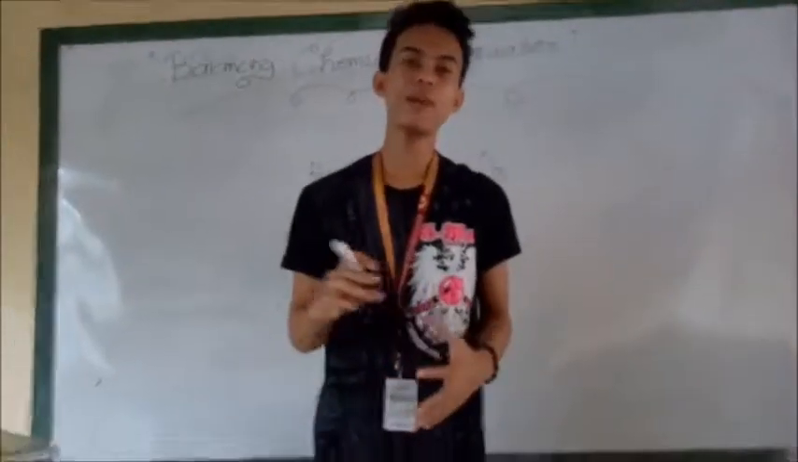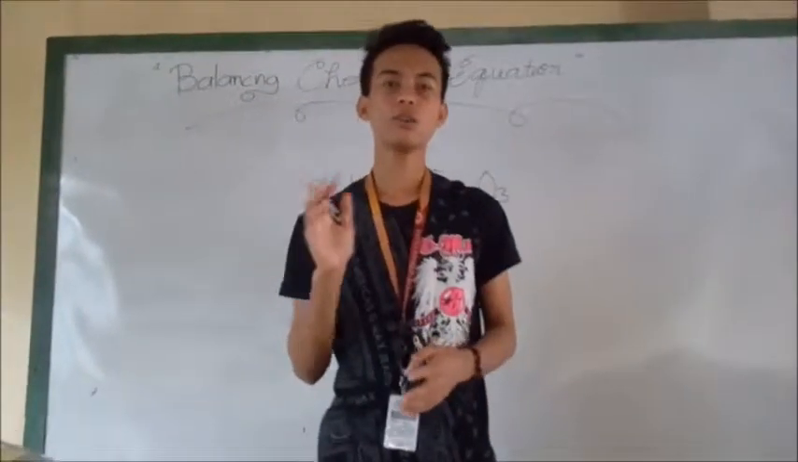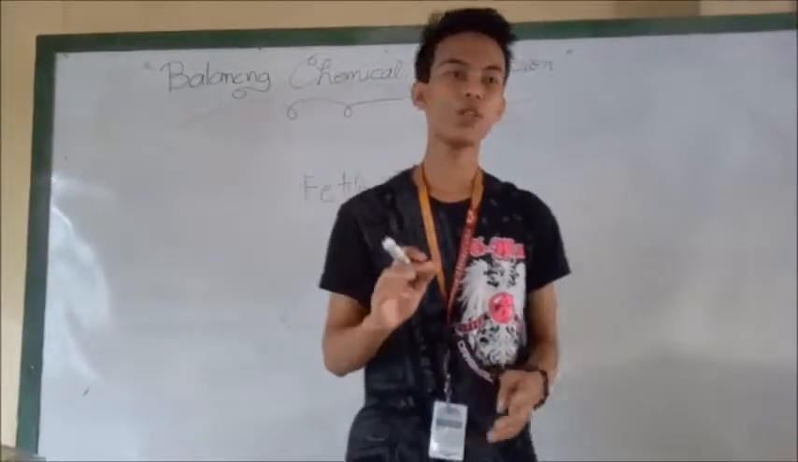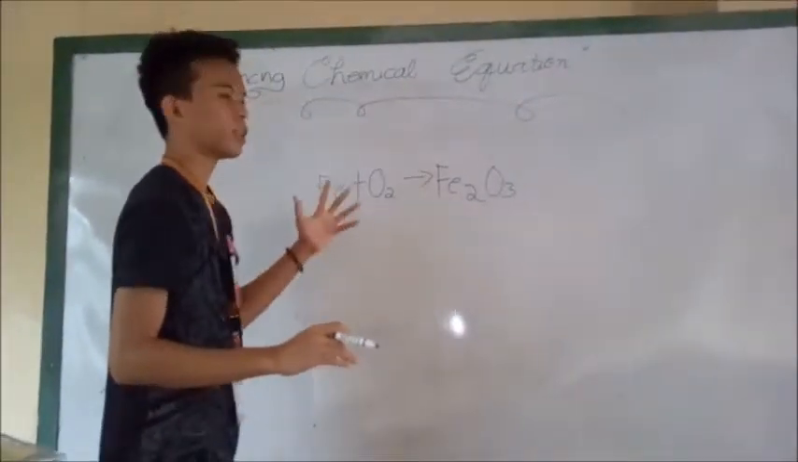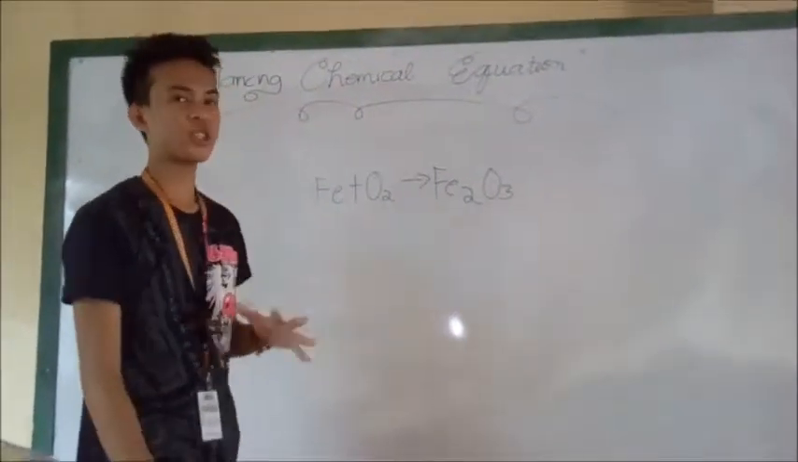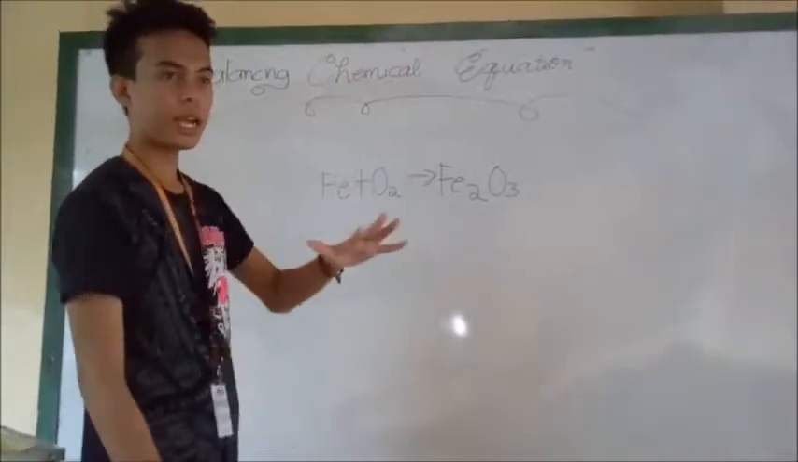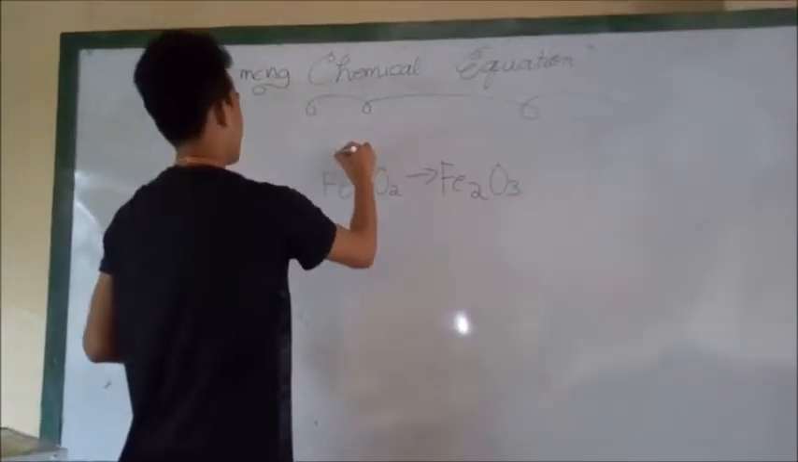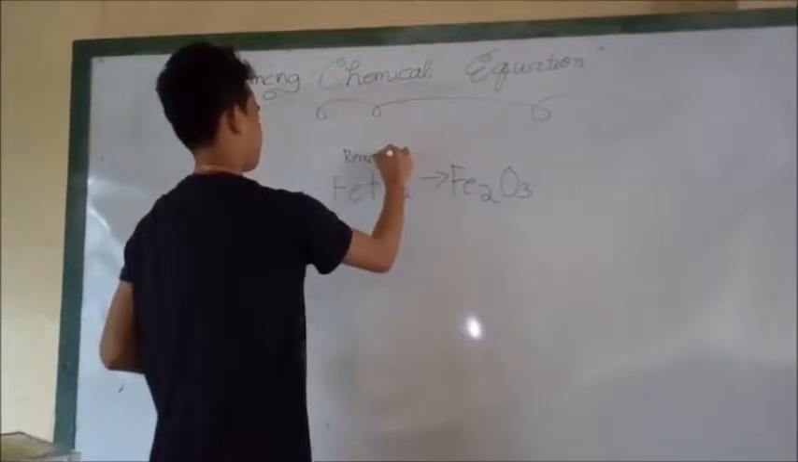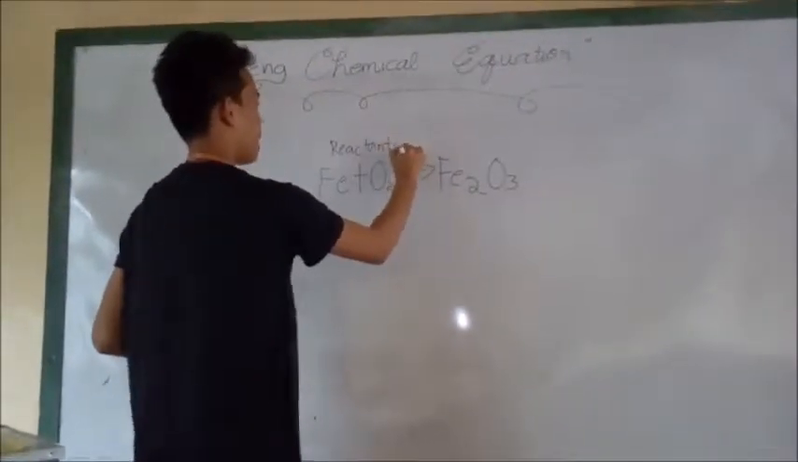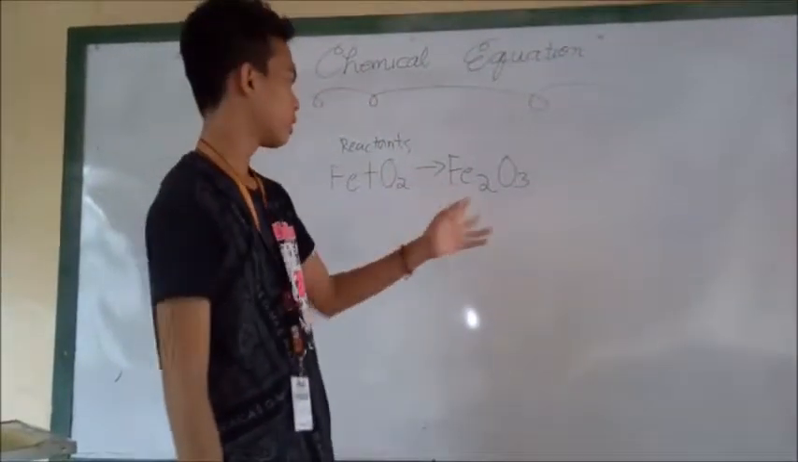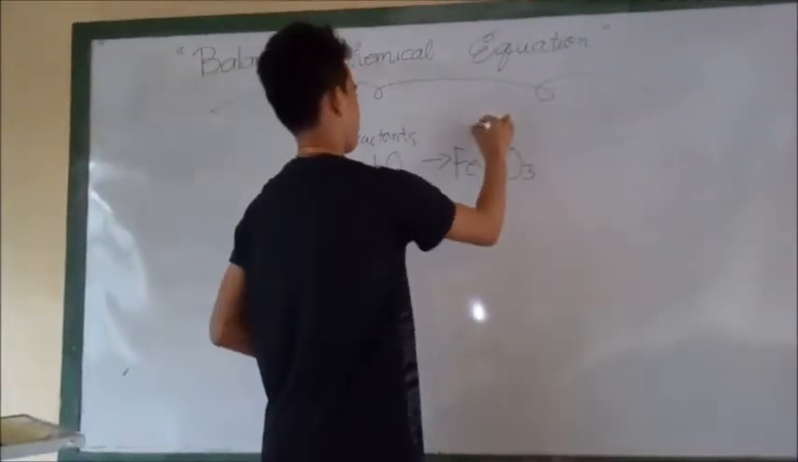The first step in balancing an equation is to write down the unbalanced chemical equation. For example, the rusting of iron with oxygen. The left side is called the reactants. And the right side is called the products.